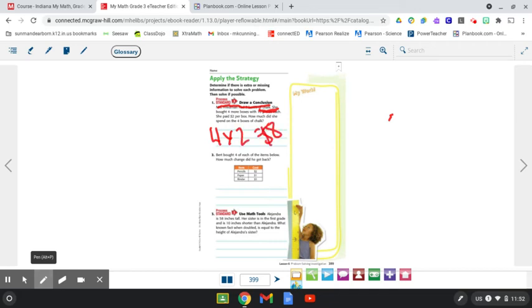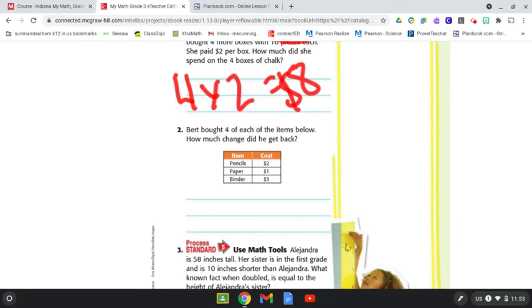Okay? Now it says Bert bought 4 of each of the items below. How much change did he get back? Well, how would we know? Do we know the answer to this? So we can tell. Let me zoom in a little bit here. It says he bought 4 of each of the items below. How much change did he get back? Well, we can tell that he spent 2 plus 1 is 3 plus 3 is 6. We know he spent $6. Well, actually, no, he's bought 4 of each. So he got $8 in pencils, $4 in paper, and $12 for binders.